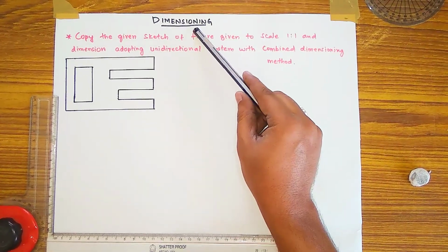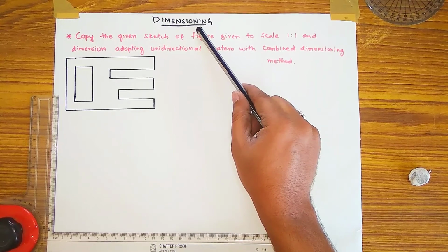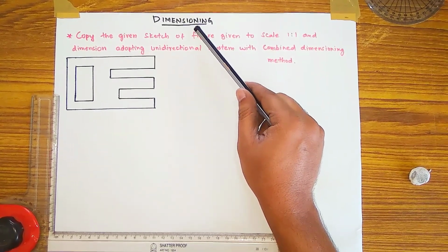I am going to explain the dimensioning chapter. This chapter is applicable for diploma, ITI and engineering students.